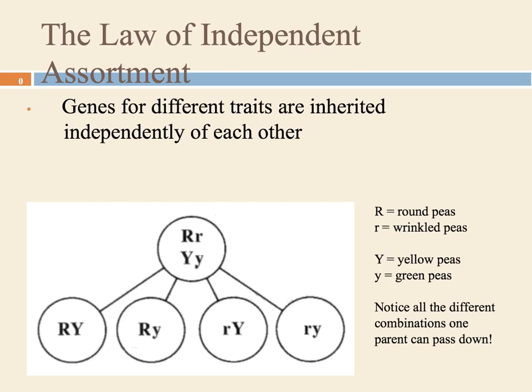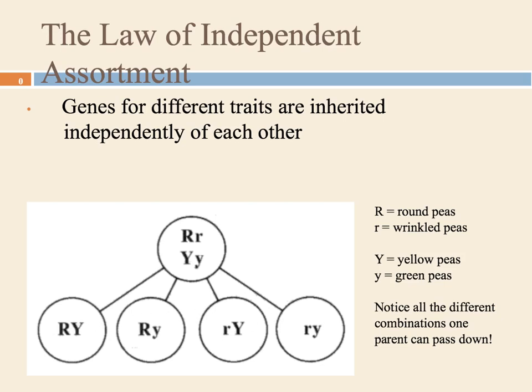What that means is that genes for different traits are inherited independently from each other. For example, you see here on the screen, you have a round yellow pea plant that also has wrinkled green peas, and you take that plant and you're going to cross it. There is a 25% chance that they will have this genetic makeup for the sex cells, because as you can see, they separate independently of each other. So the big Y can go with the big R, or it could go with the little r. So you end up with these 4 possibilities.